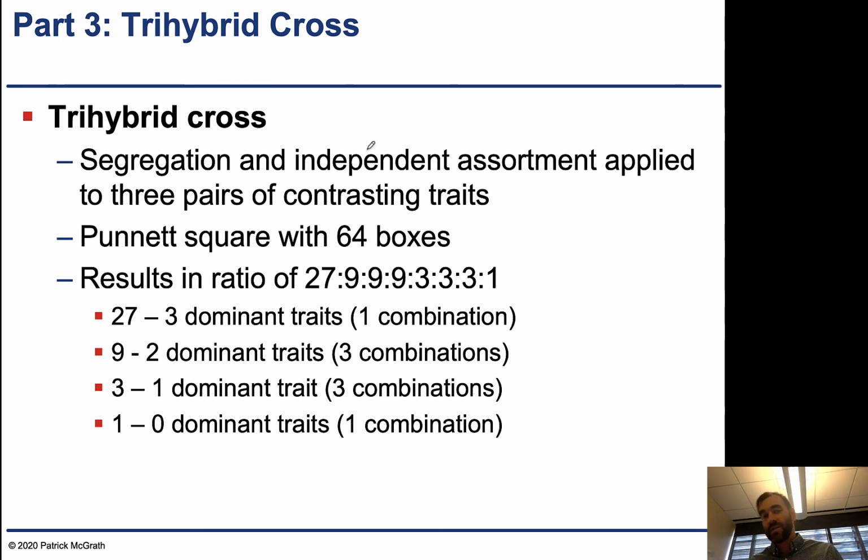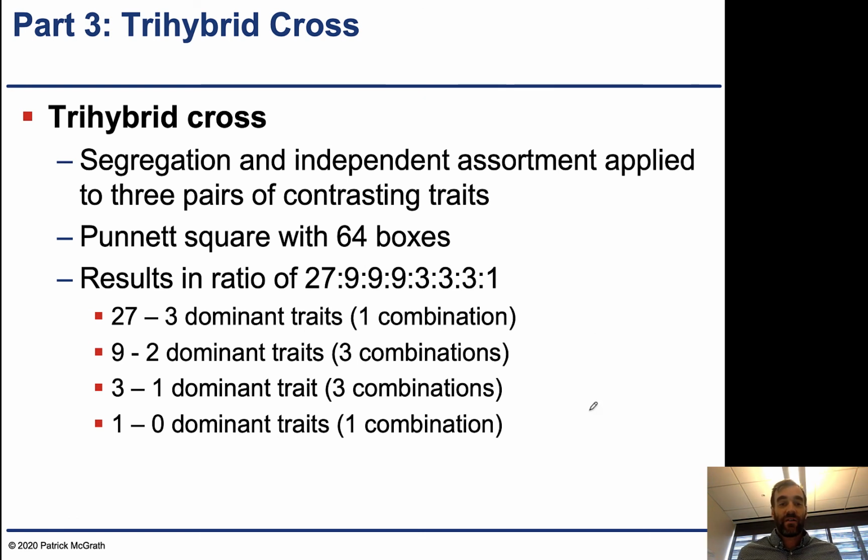We would get F1s. The F1s would all be heterozygote and identical. But then if we intercross these, we would get a much larger set of phenotypes that we observe. So we'd actually get 8 different phenotypes. And if we listed them all out, the ratio would be 27 to 9 to 9 to 9 to 3 to 3 to 3 to 1.